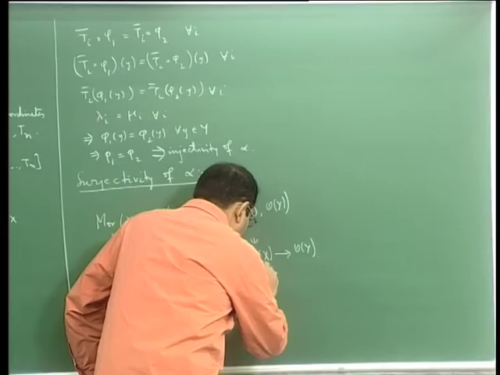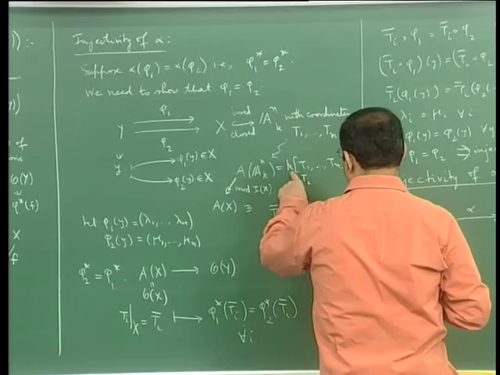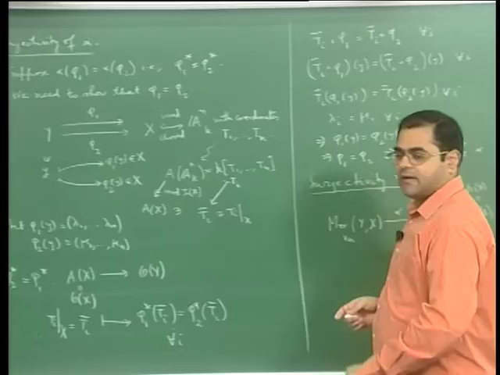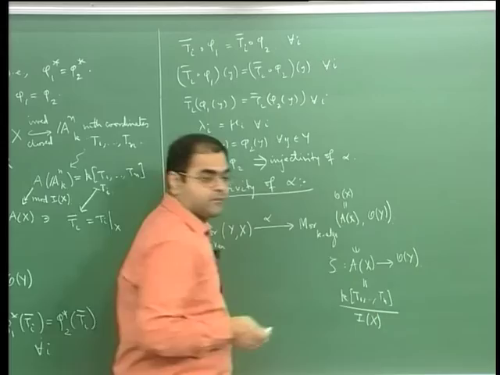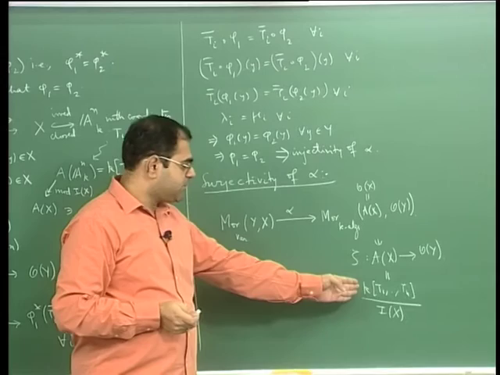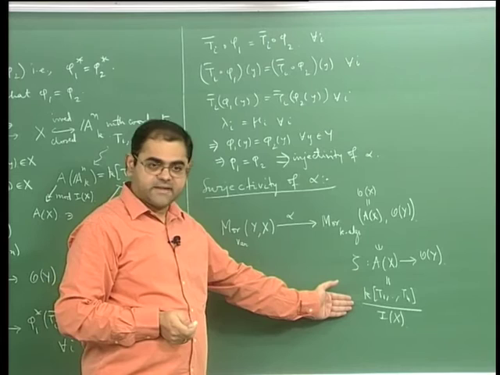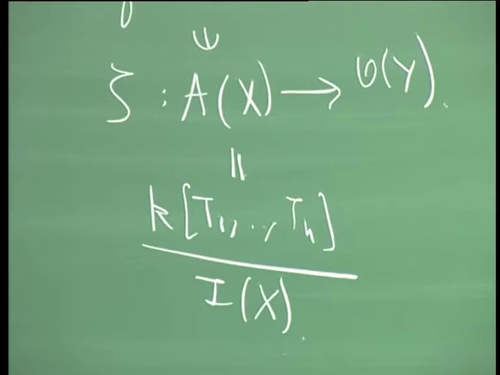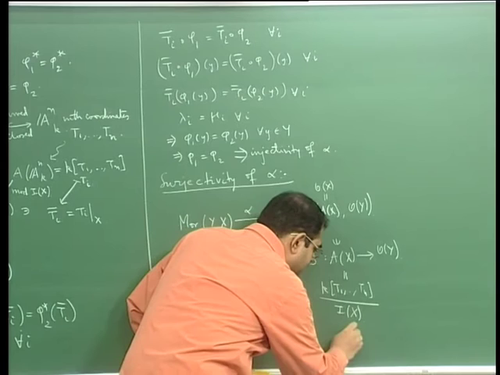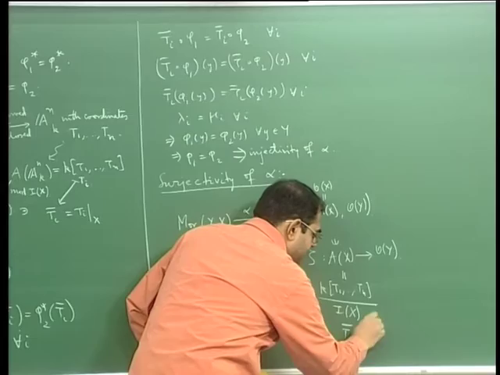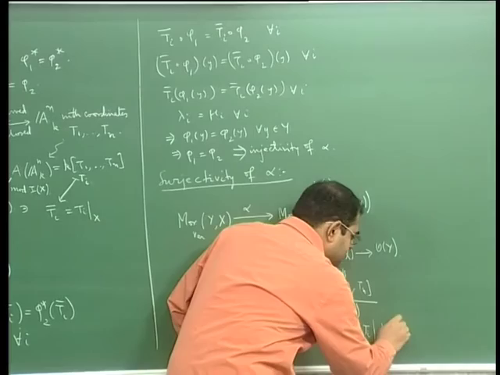But what is AX? If you look at it carefully, AX is just k[T1, ..., Tn] mod IX. So it is k[T1 bar, ..., Tn bar], it is generated by the images of the Ti's. It consists of just polynomials in the Ti bars, that's all. In particular, you have these elements Ti bars which, as you know, are just the polynomial functions Ti restricted to X. And what you do is you take their images under zeta.